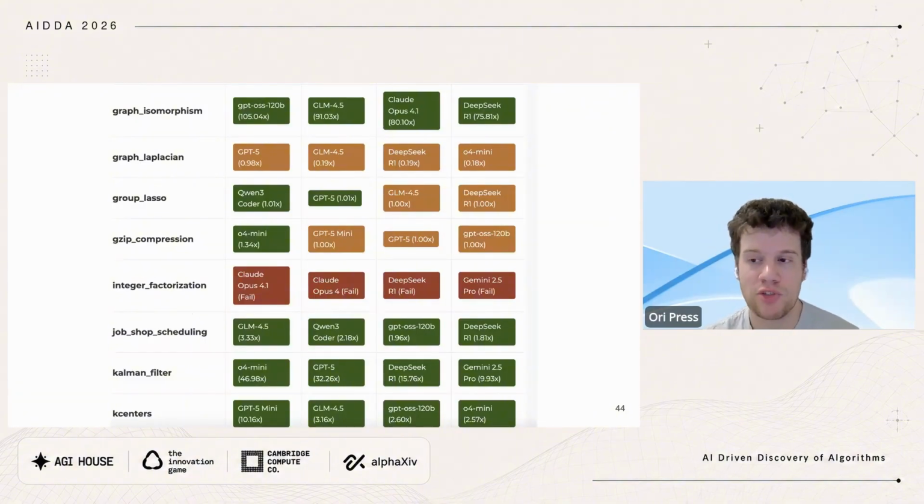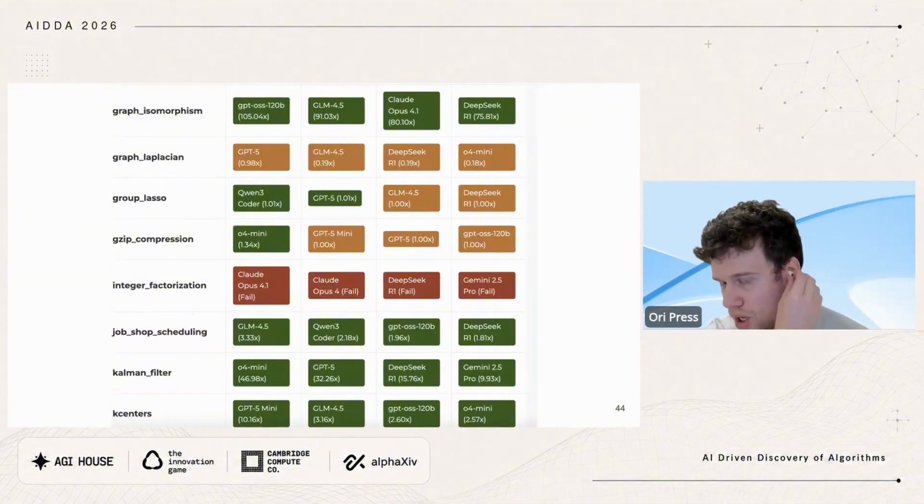So again, this points to inconsistency. Models give you good results on one task, but then bad results on the next. We see many times, for example, that GPT-5 is better than GPT 5.2, which is better than GPT 5.4. There's a lot of inconsistencies in the way the models solve this.